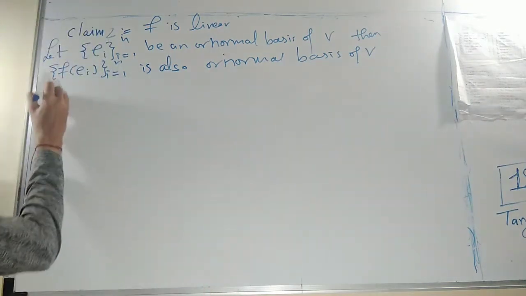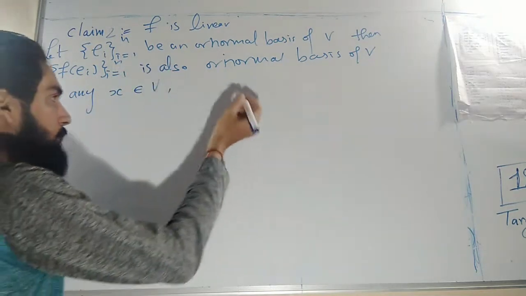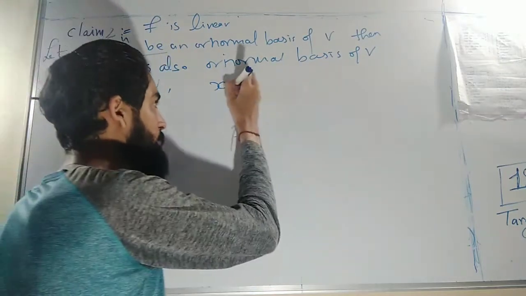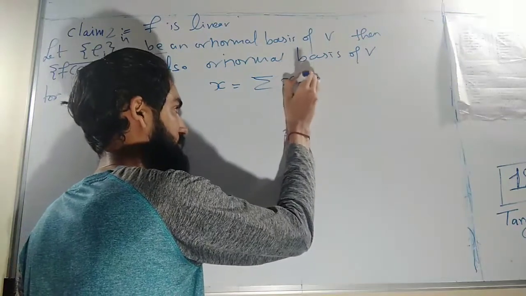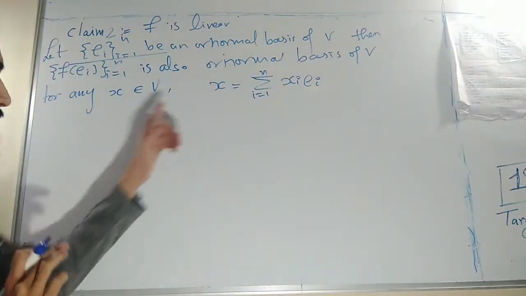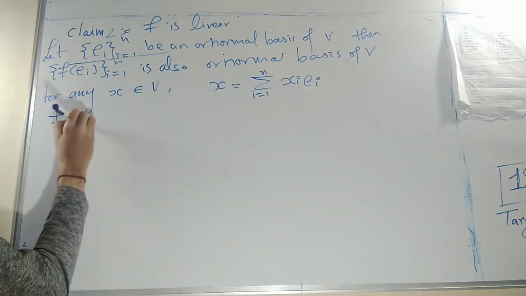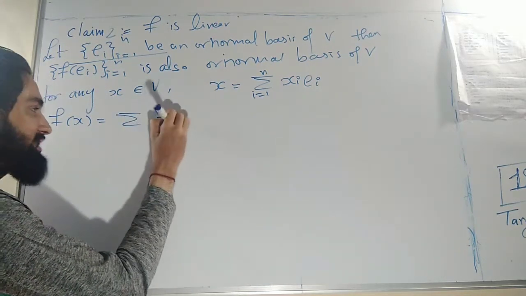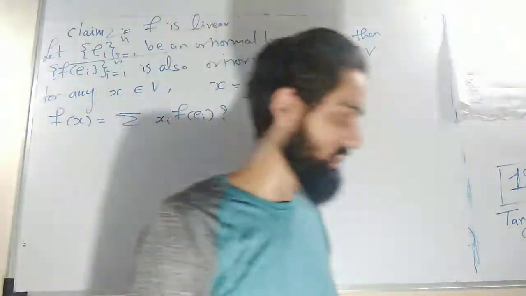So what I will do is, for any x inside V, since this is a basis, x will be a linear combination of ei. Let the coefficient be xi, i running from 1 to n. Okay. So if my f is this, what can I conclude about f of x? Can I write this is same as summation xi f of ei?